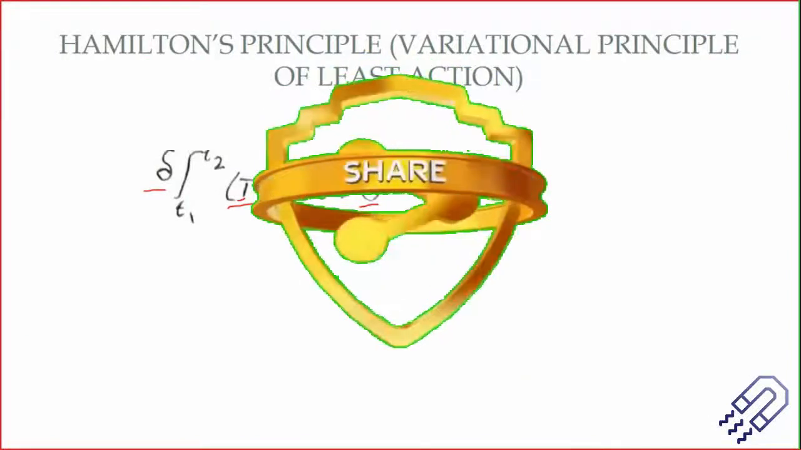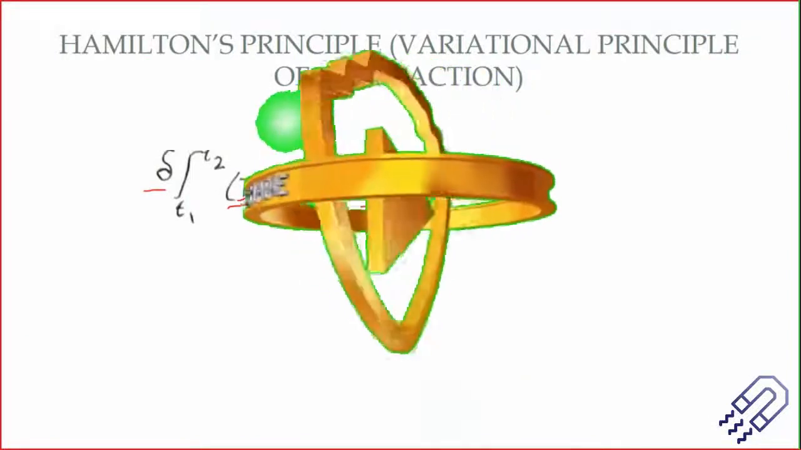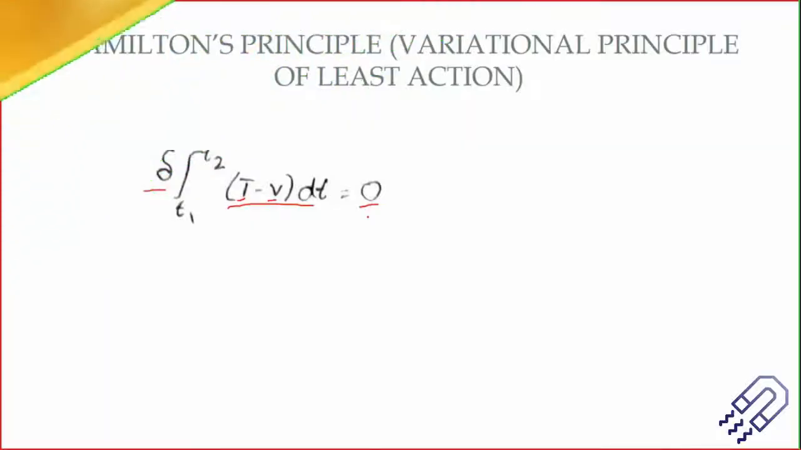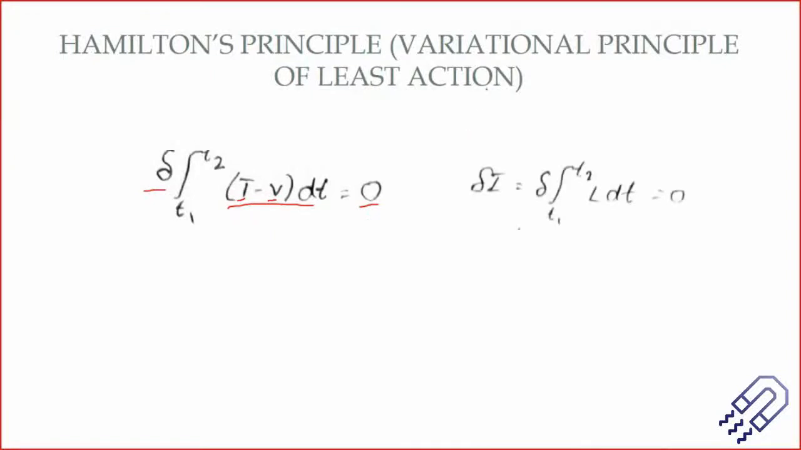So if I just give you this simple integration, you should be able to predict what the statement should be. Okay, but we're going to come to that statement anyhow. So this is usually denoted as delta I. Okay, and then it is delta of the integral of T minus V, which is nothing but L, the Lagrangian, into dt. So this is 0. That means over a period of time T1 to T2, the variation between the kinetic energy and the potential energy is negligible or 0. That is why it is called the variational principle. Okay, simple concept of maths.